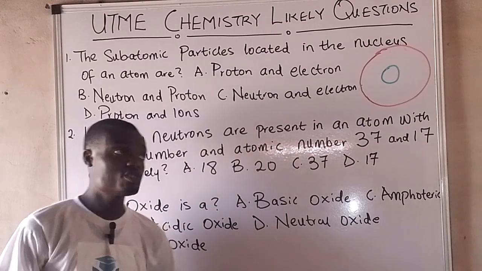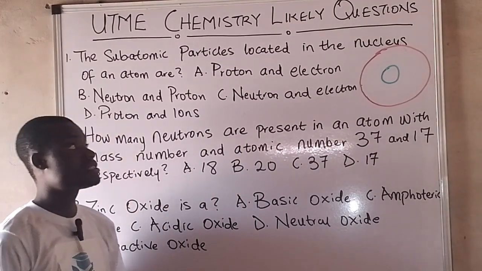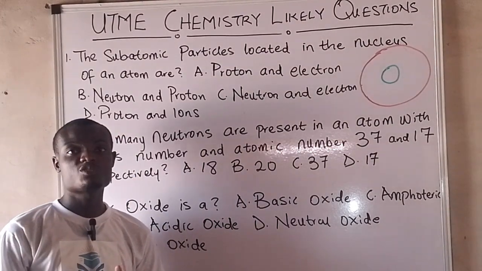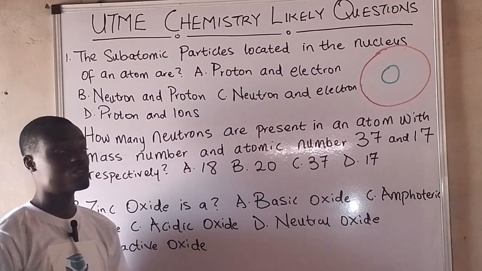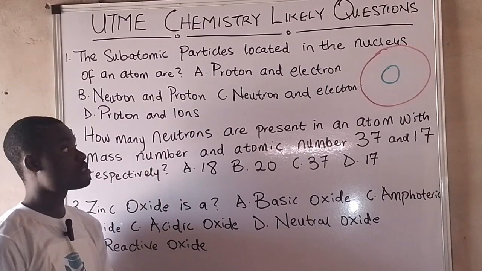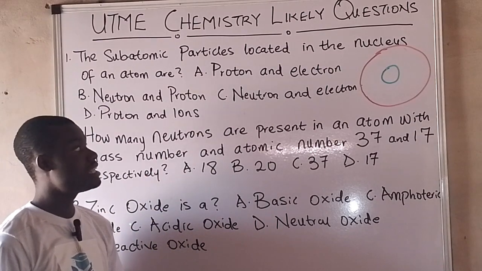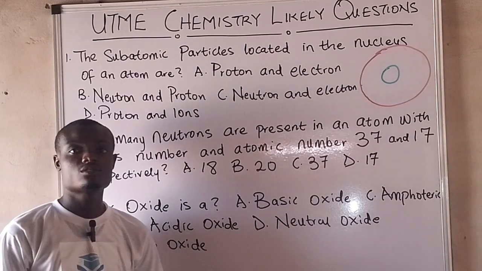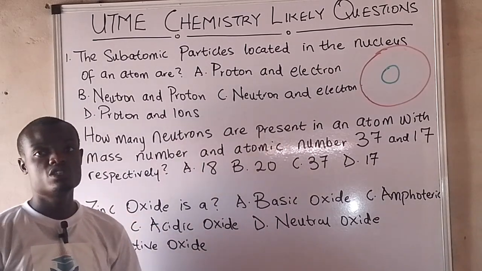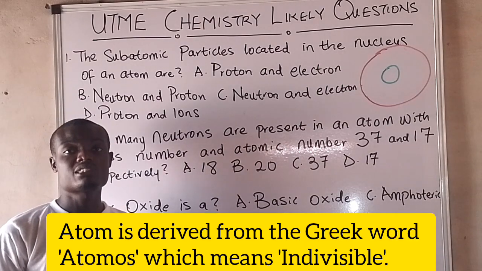So our first question on the board reads: the subatomic particles located in the nucleus of an atom are? Option A says proton and electron, B says neutron and proton, C neutron and electron, and D proton and ions. Now before answering this question, it is important we ask ourselves, what's an atom?